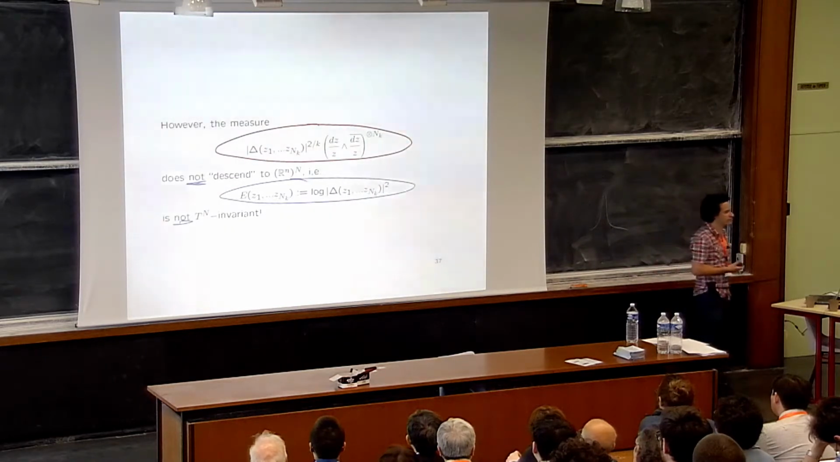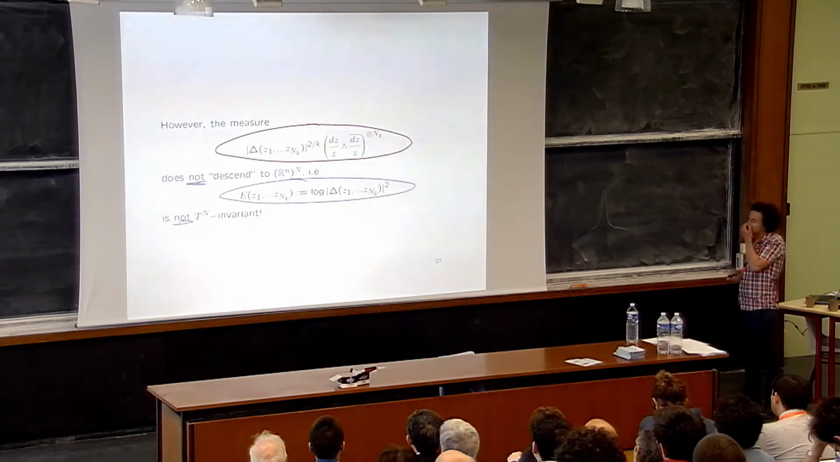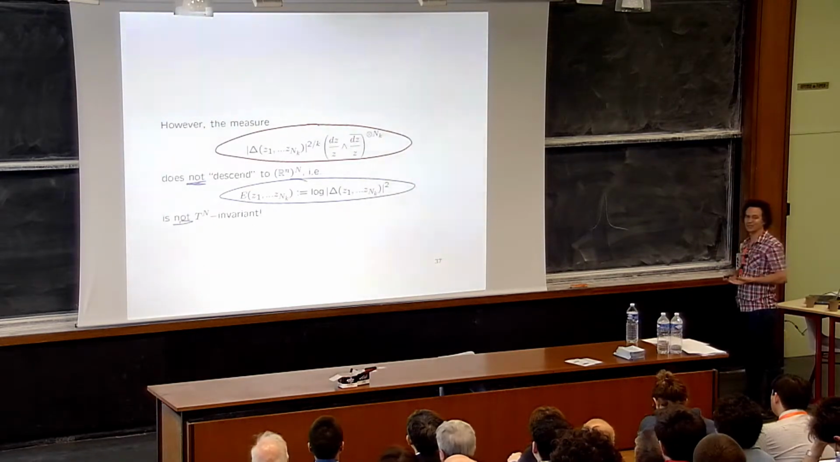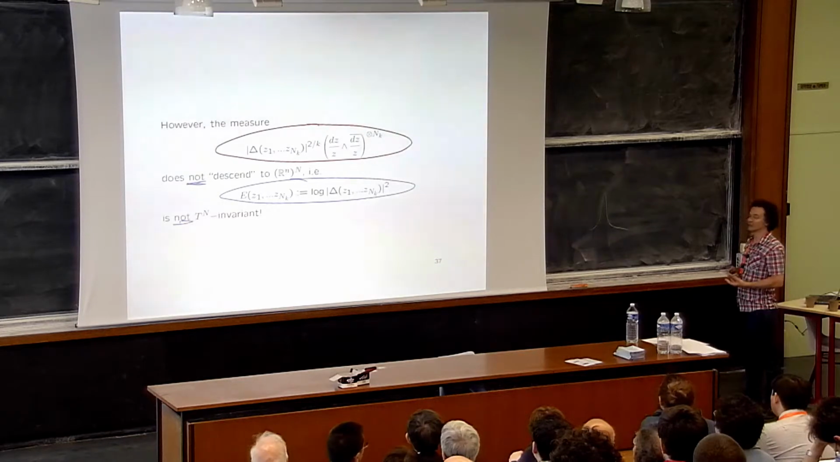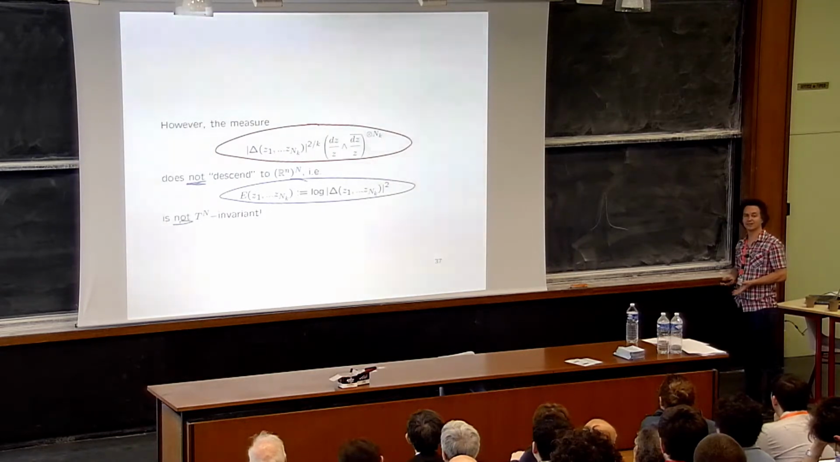Okay, so let's try to do this with our measure to see if things simplify. Well, unfortunately, that doesn't work, right? I mean, this object is not invariant under the real torus that we had here. I mean, it's the log of the absolute value of a polynomial. It does not respect the torus symmetry.